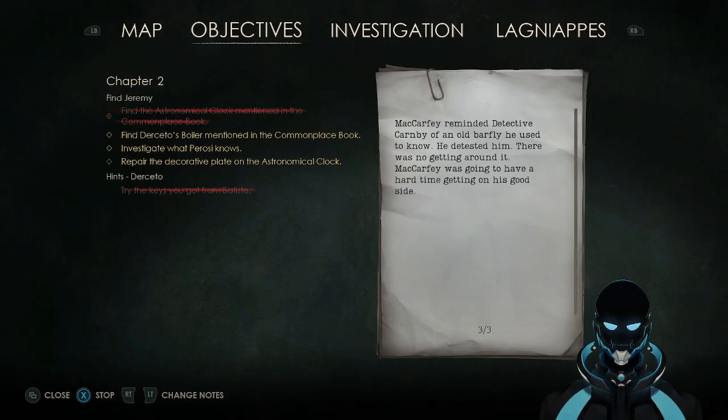McCarthy reminded Detective Carnby of an old barfly he used to know. He detested him. There was no getting around it. McCarthy was going to have a hard time.